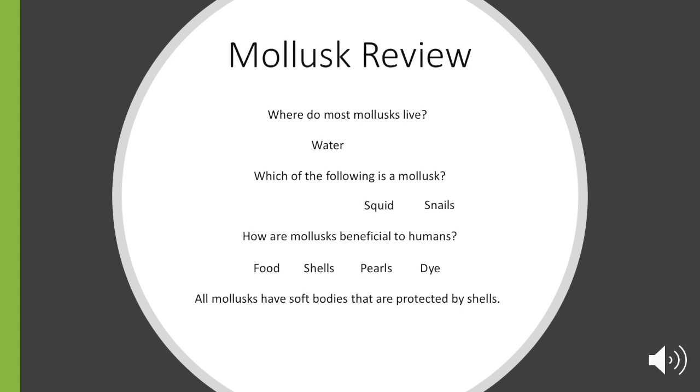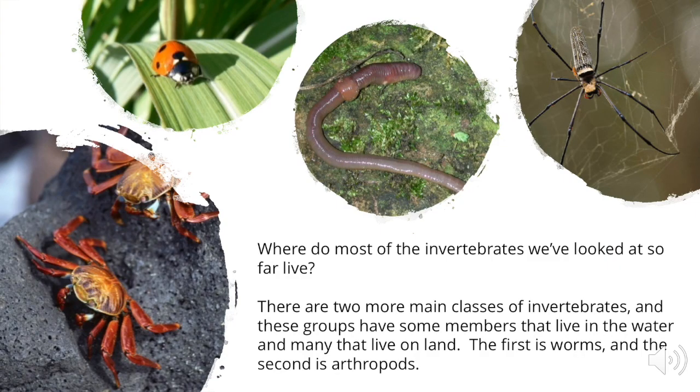They provide food for us. Snails, although I've never eaten them, some people do. And there are many others, right? Shells and pearls and dye. All mollusks have soft bodies that are protected by shells. Is that true or is that false? Now the word all would probably tend to push me to the answer false, because usually these characteristics that these phylums have are not always the case, but commonly the case. And the answer is false. That's right.